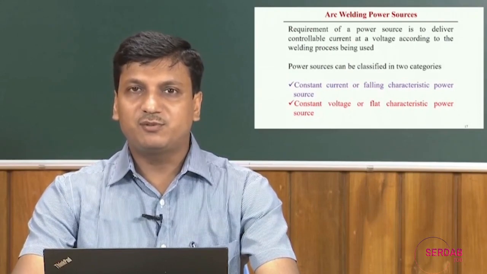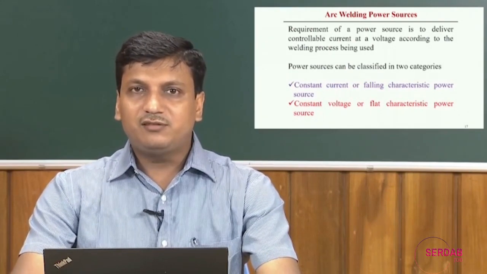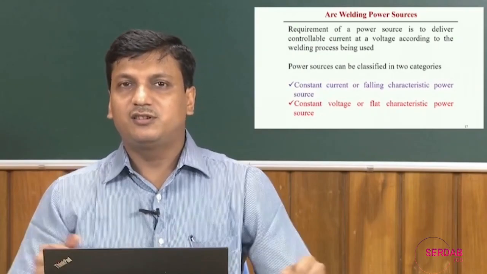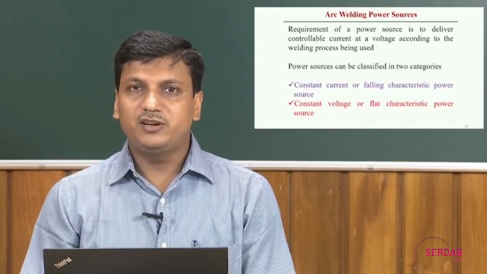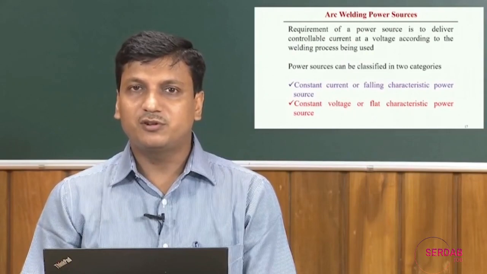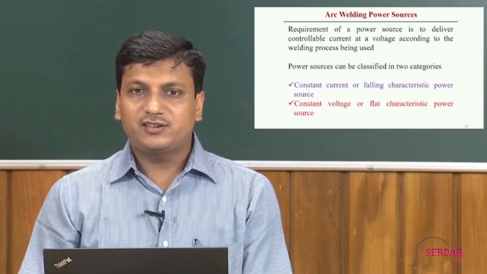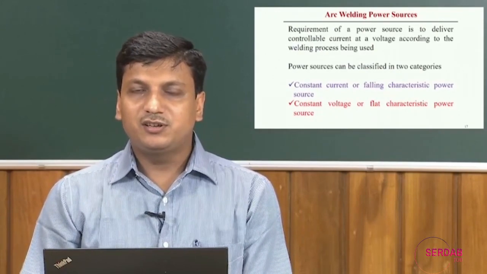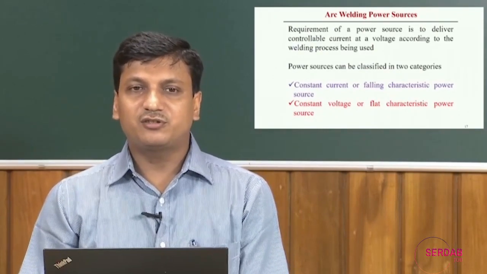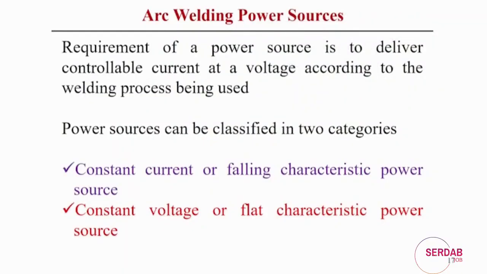but there is another aspect also: when you create the arc, to maintain the arc and to continue the welding process over time, two different characteristics of the power source can be defined. One is the constant current source, or in other words the falling characteristic power source, and the second one is the constant voltage or flat characteristic power source.